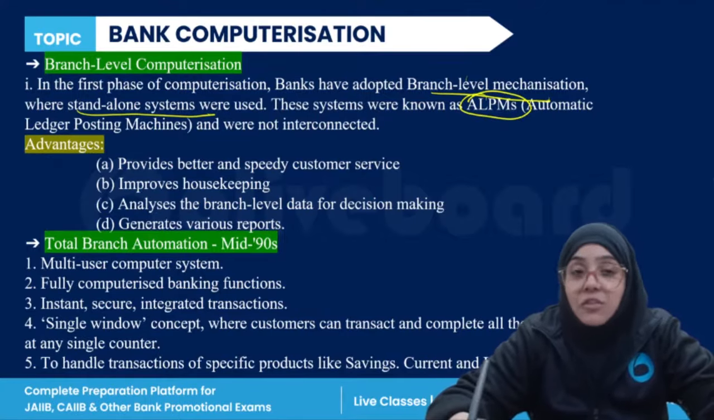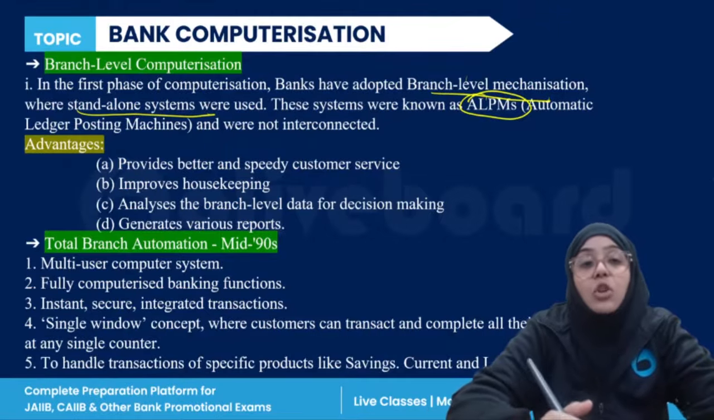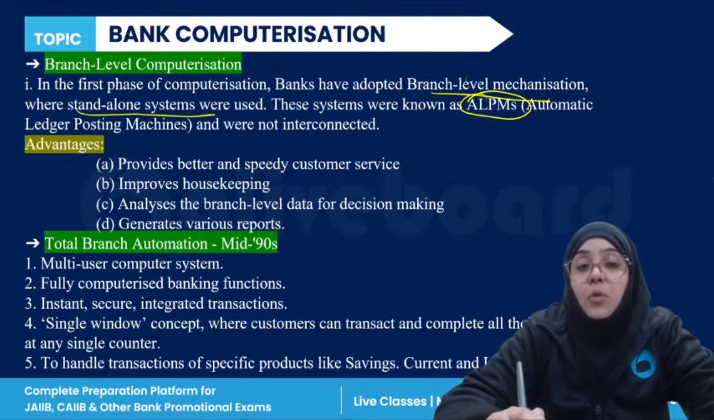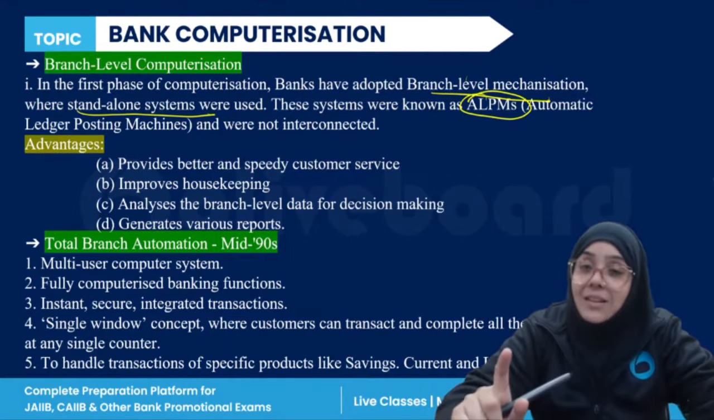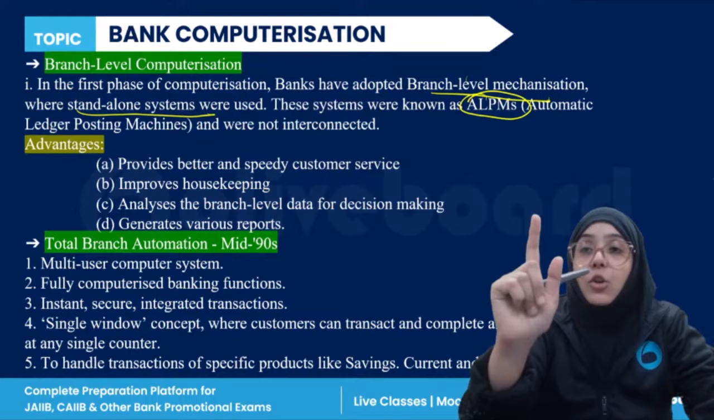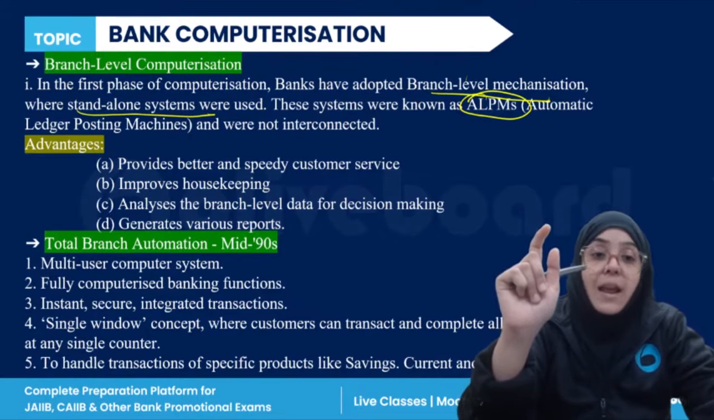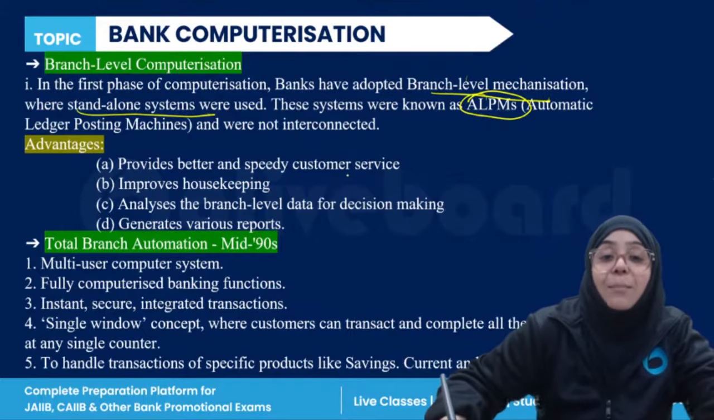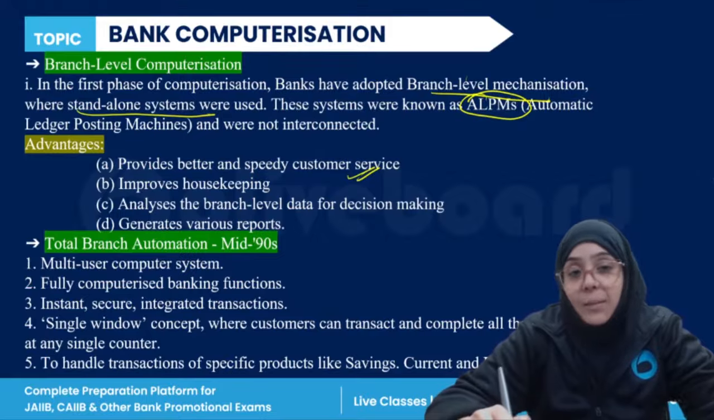Now, what are the advantages of the branch level computerization system? If computerization has been introduced at the branch level, these automatic ledger posting machines are not interconnected with each other. So these are standalone systems, with a single user and single access allowed. Now if we talk about the advantages, first of all, it provides better and speedy customer service.